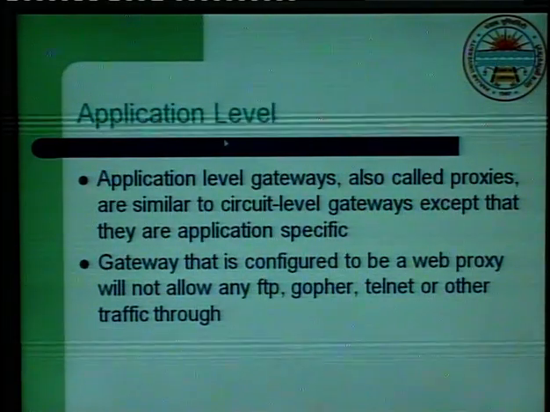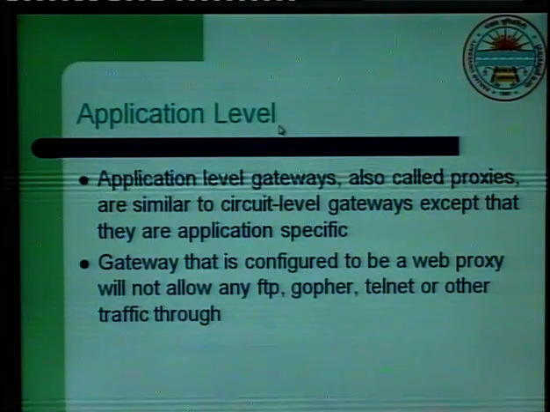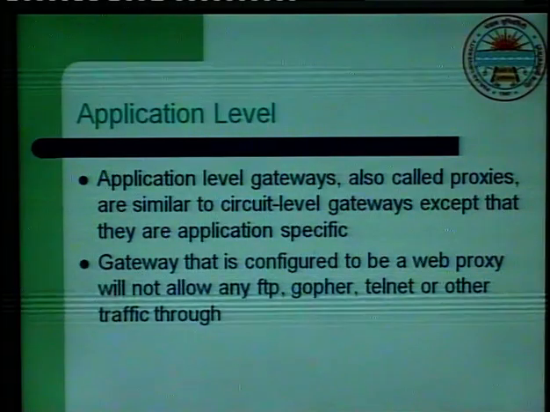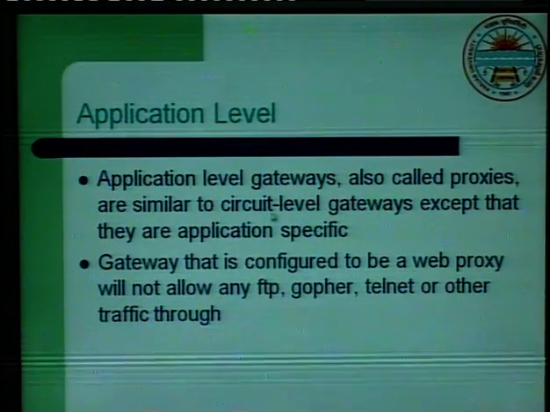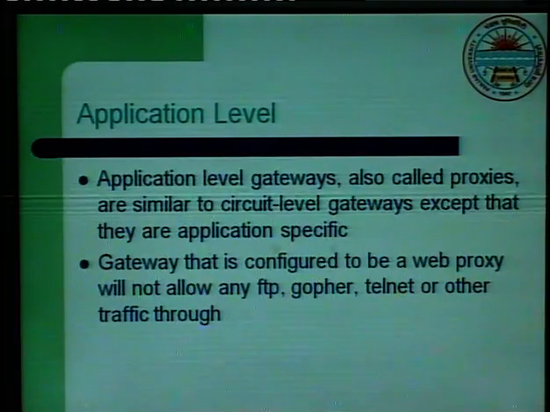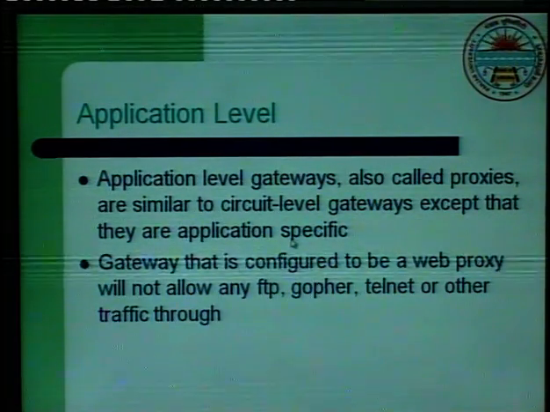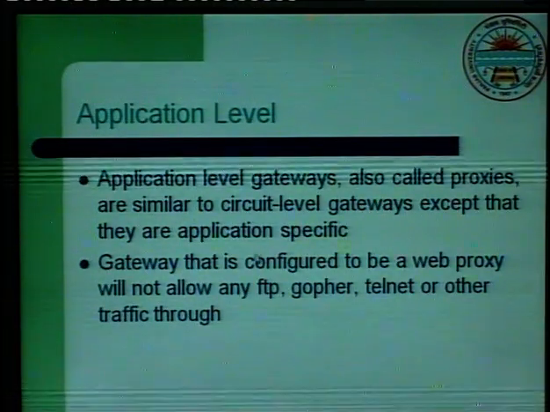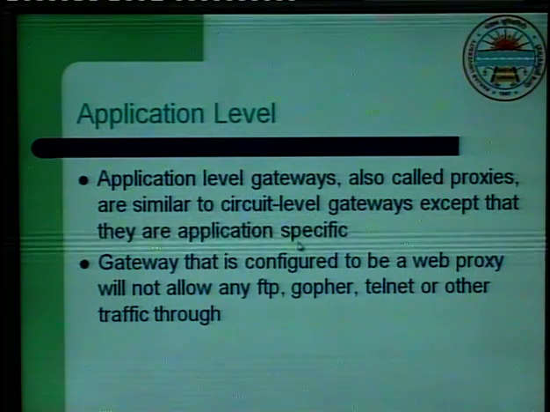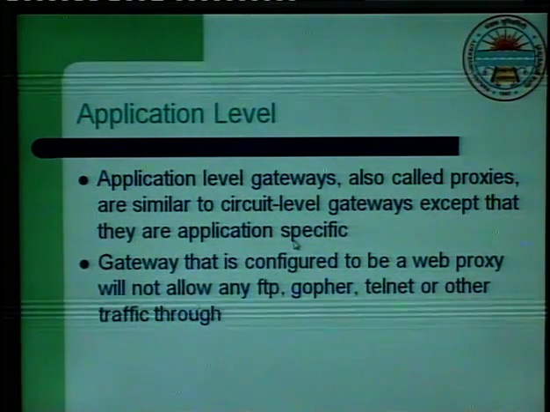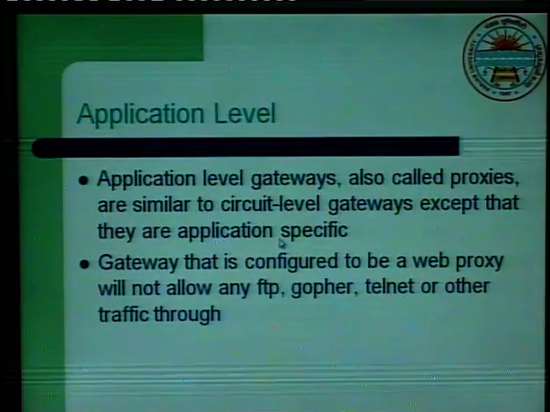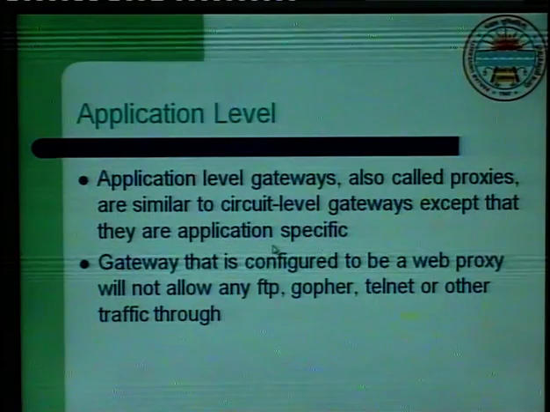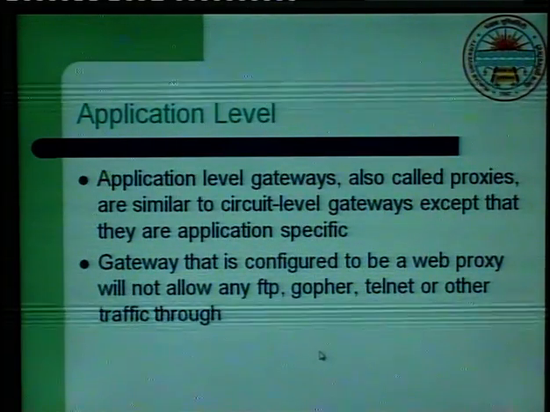The most commonly used type of firewall is the application level firewall. These firewalls are also called application level gateways or proxy servers and are similar to the circuit level gateways, except that they are application specific. They were session specific, now they are application specific. What do you mean by application here? There are many application protocols working at the application layer, working at different ports. So, you can specify the policies for the different applications and you can do application level filtering.